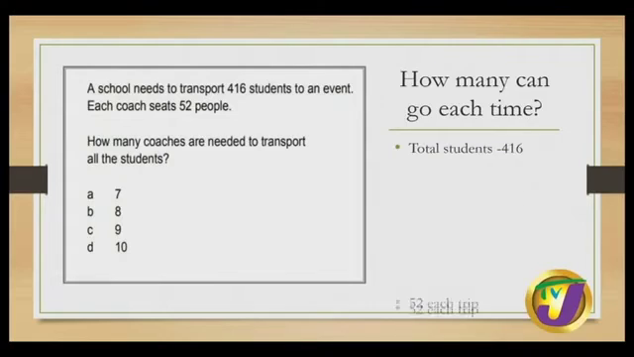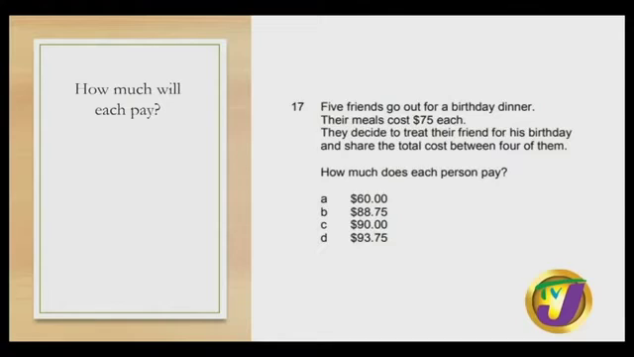Therefore, 52 each trip, we have 416 students. That means each time you're only taking 52. You're going to divide 52 into 416, which is the total number of students, and you'll realize that you need 8 coaches.